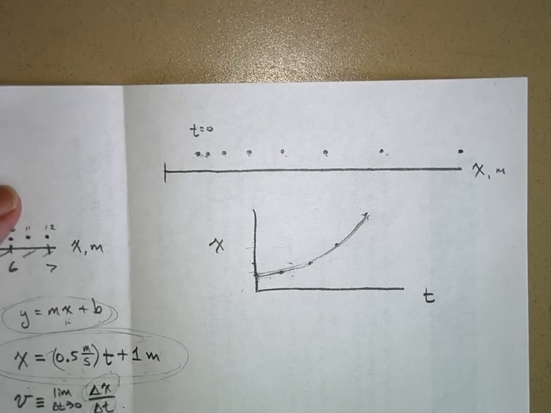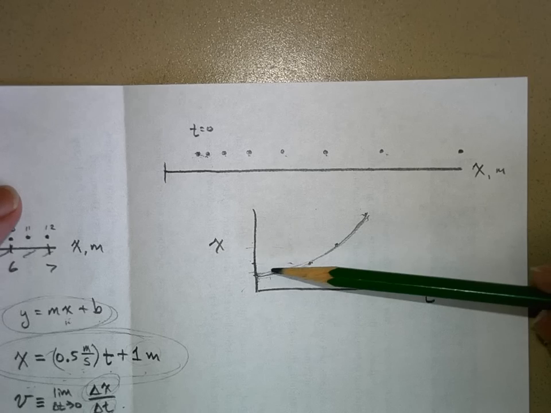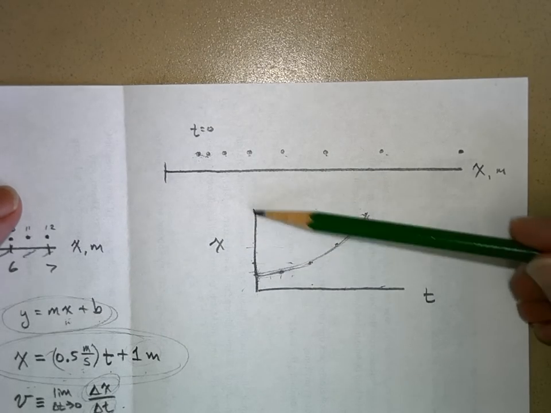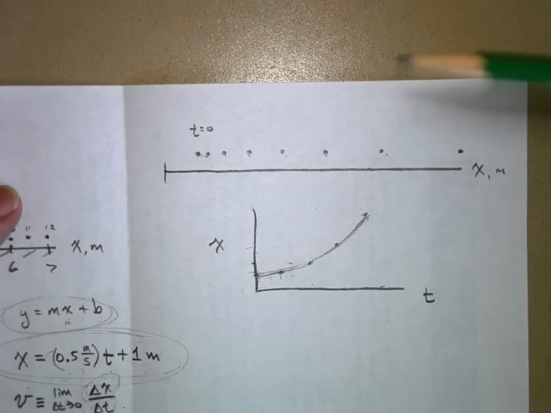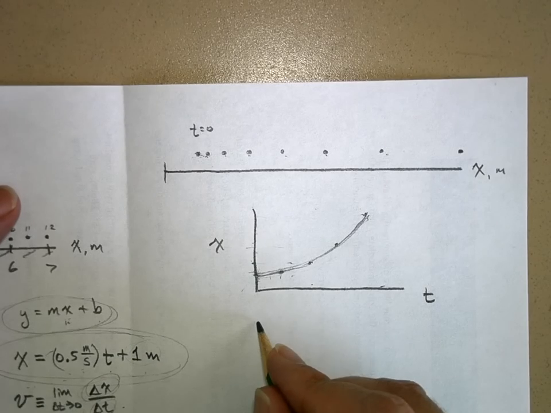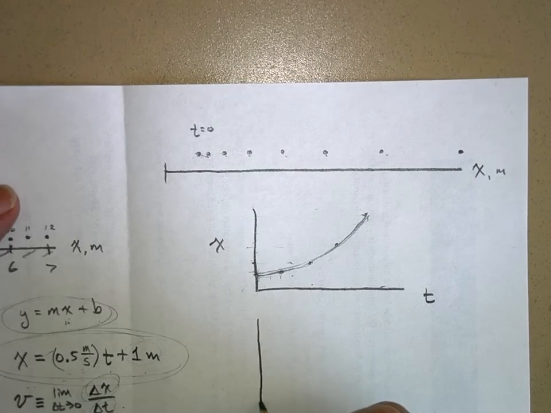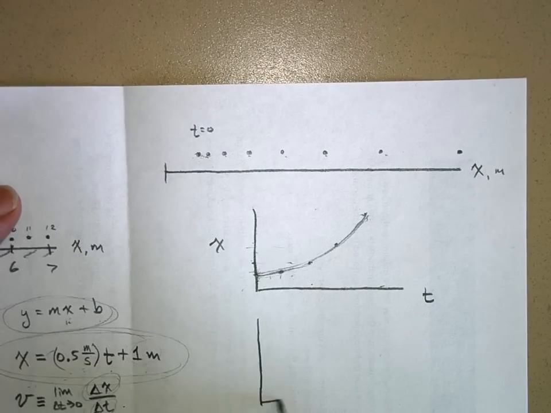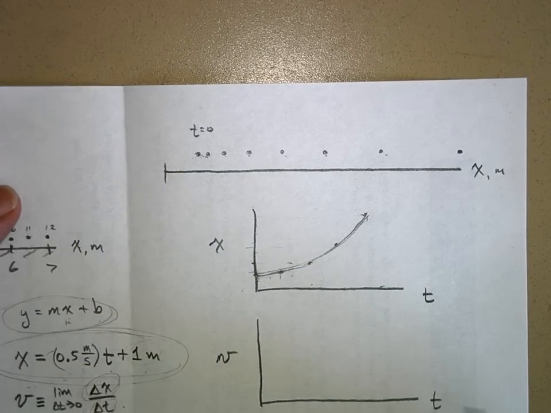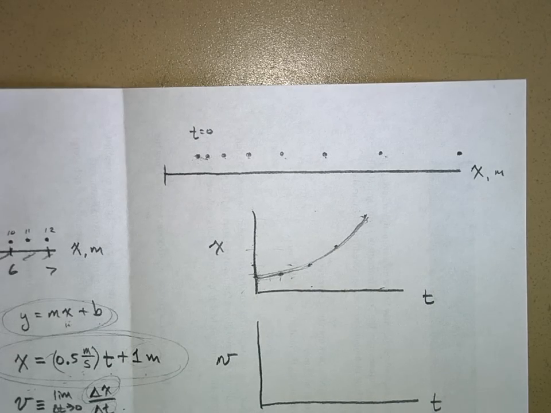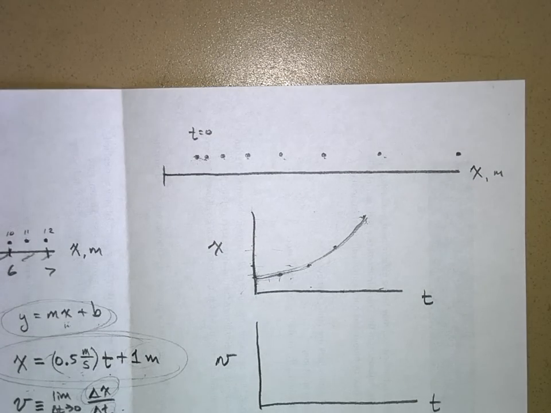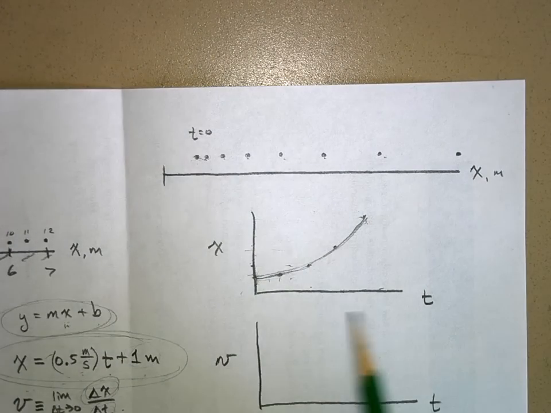Make sense? Okay, because each time interval, you're moving farther, you change your position by a greater distance. Okay, well, what's my velocity as a function of time going to look like for this? Just qualitatively. Well, I said that velocity as a function of time is the slope of this guy. So what we have to do is take a look at the slope of this.